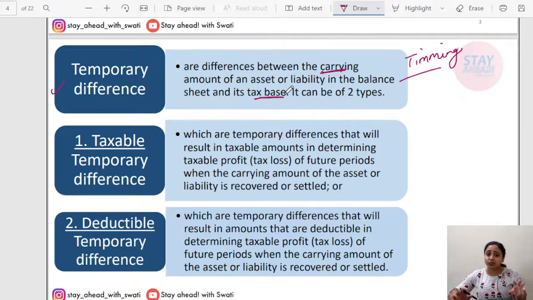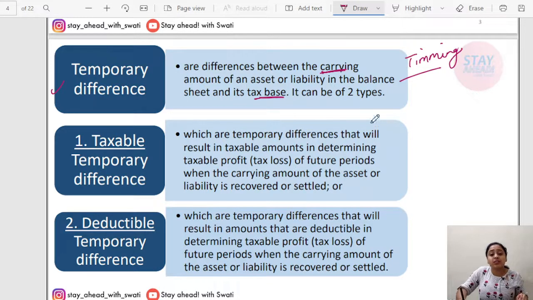So in total, the whole amount is being charged to P&L, but the difference is the timing. Here it is charged in 5 years, whereas under taxation it is charged in 7 years. So there is a temporary difference just due to timing difference. It is not a permanent difference.